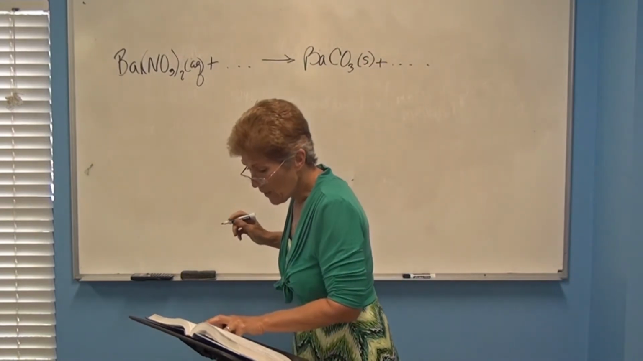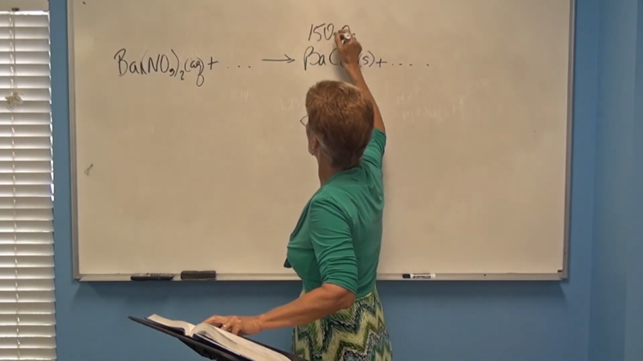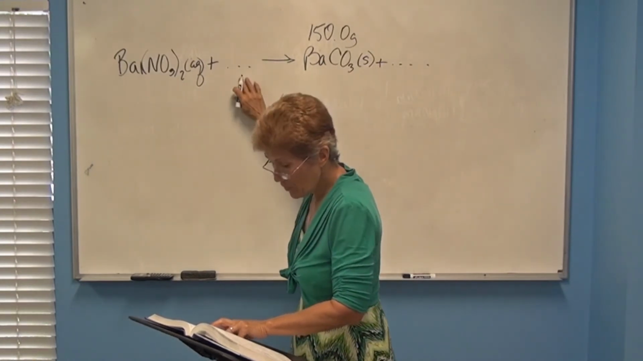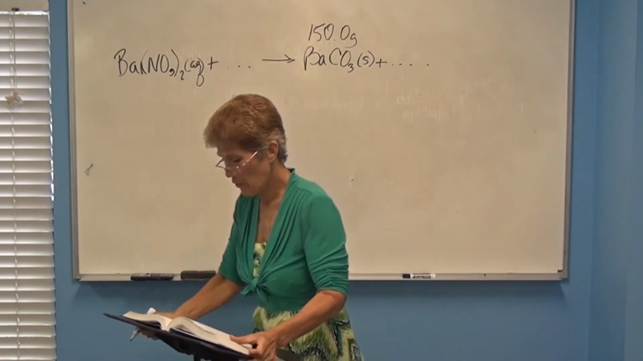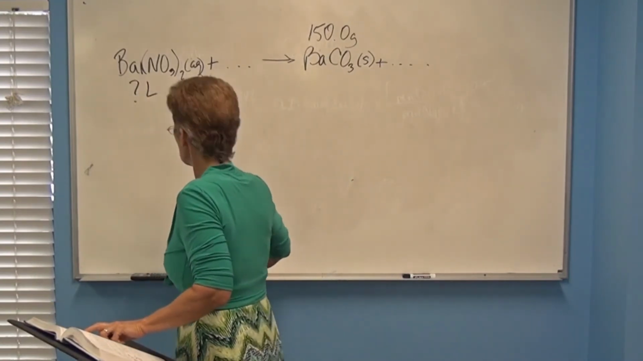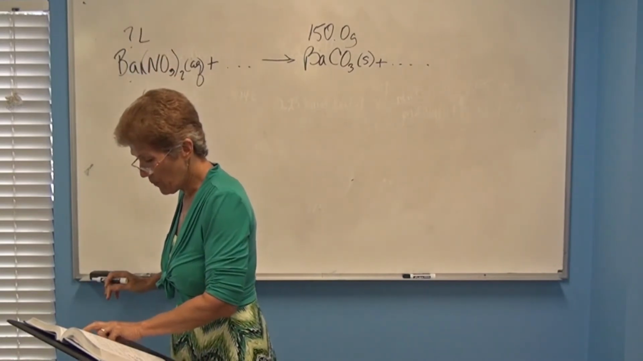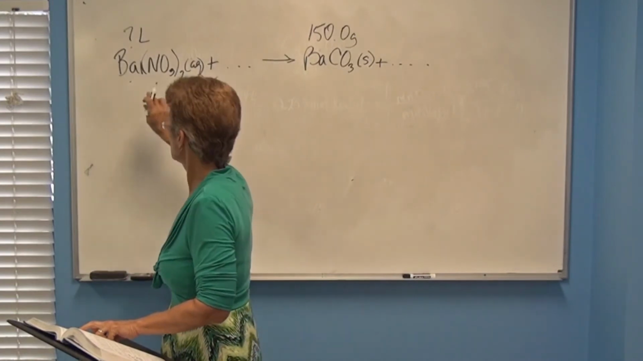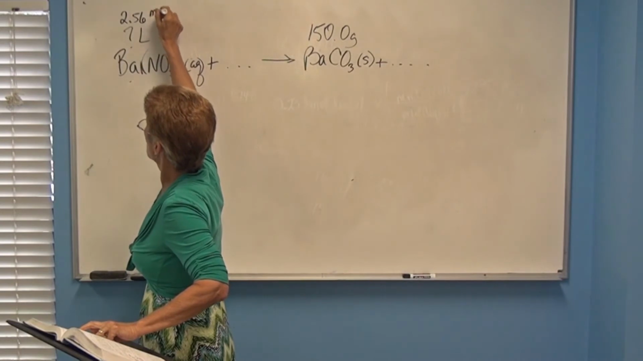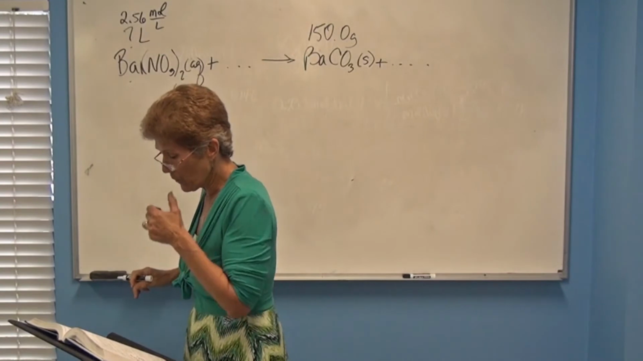Okay, the chemist wants to make 150 grams of this. She has excess of this. What volume? We are looking for the liters. I'm going to put it up top so it's not in my way. What volume, that's what we're looking for, of a 2.56 molar, which is moles per liter, will she have to use?